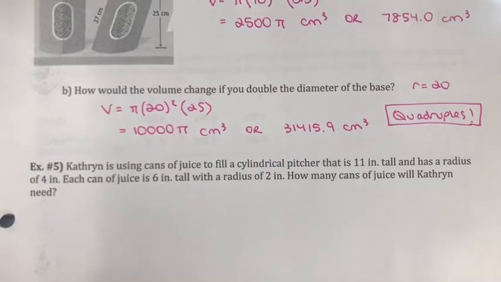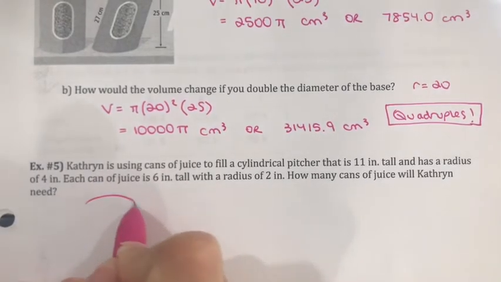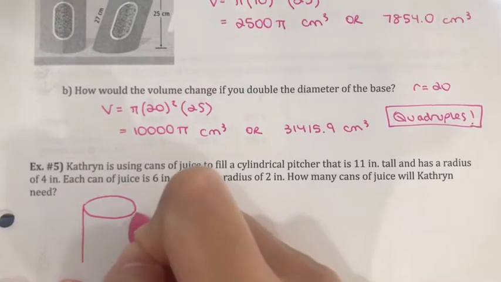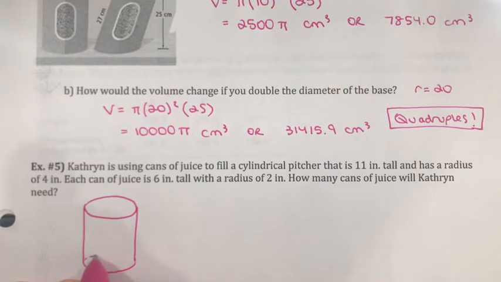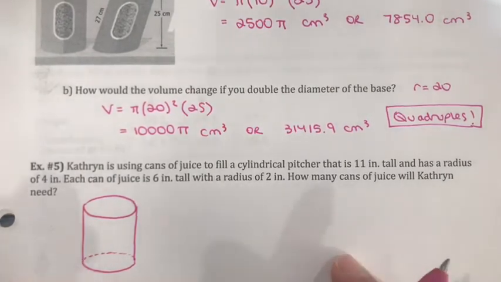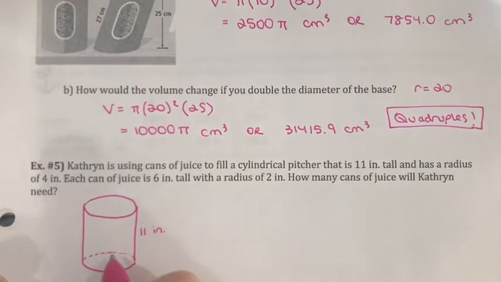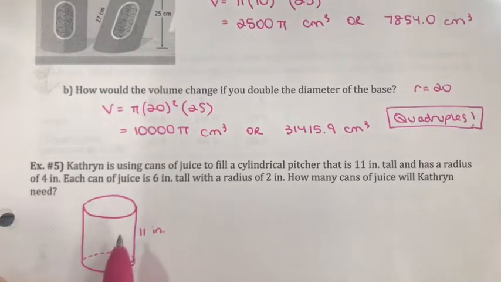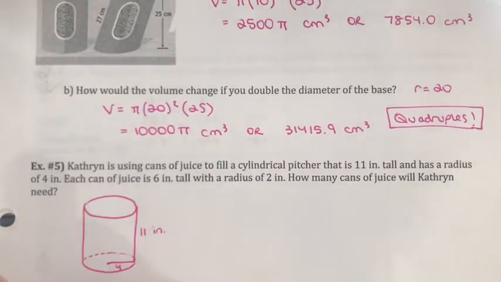So Catherine is using cans of juice to fill a cylindrical pitcher. So I'm going to go ahead and draw a cylinder, which I like to draw an oval on top, draw a line straight down, and then an oval on bottom. If you want to draw that back side dotted, that shows it's behind the figure. So it's 11 inches tall and 4 inches in diameter. Okay, so this is our cylindrical pitcher.